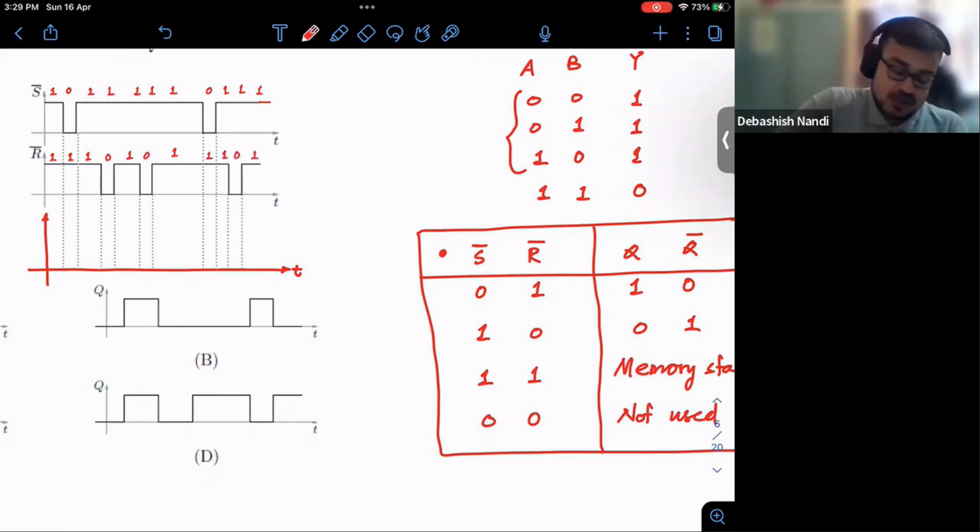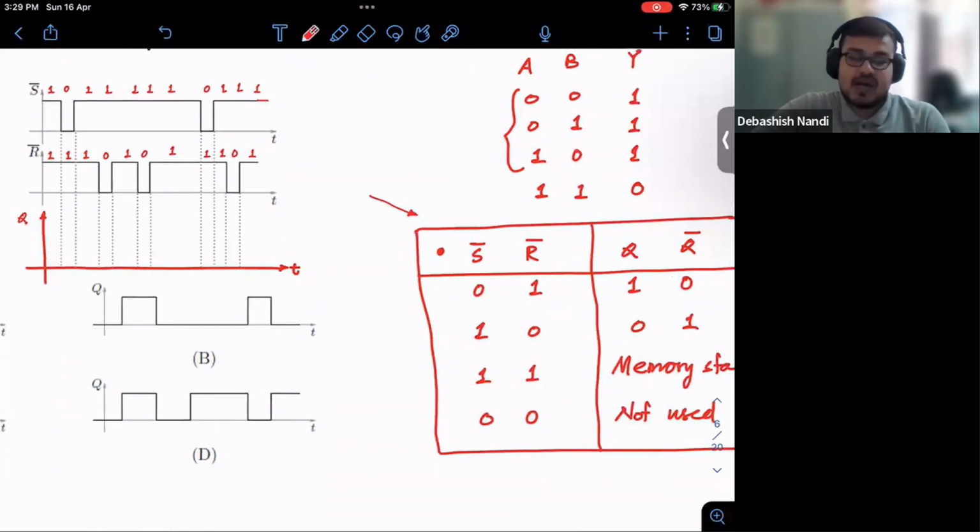Fine. So now if we draw the Q, we just need to refer to this table. So what do we see? We see that when S bar and R bar is 0, 1, output is 1. That means it is nothing but the invert of this S bar, or we would say that whatever the value of R bar is, output is storing that. This 1 is heading here to 1, and 0 is heading here to 0. Fine.